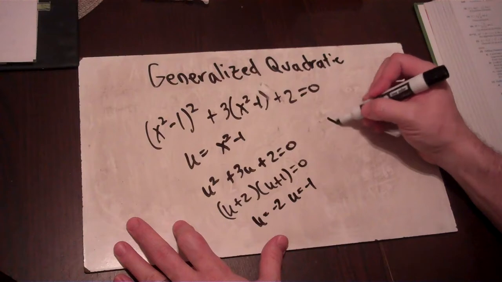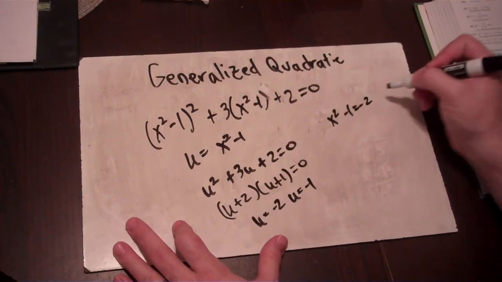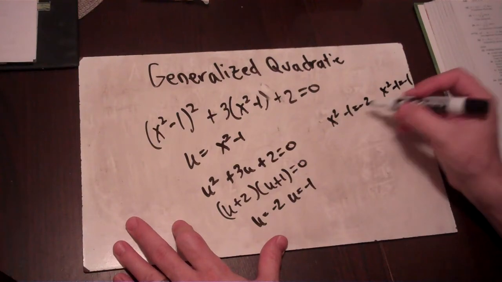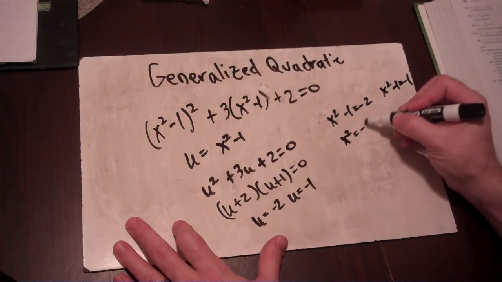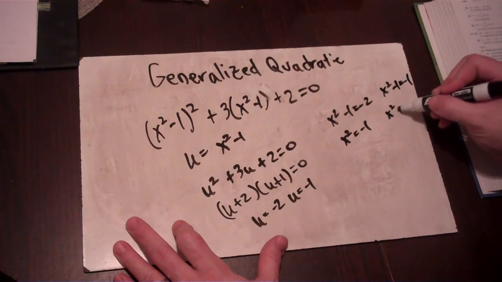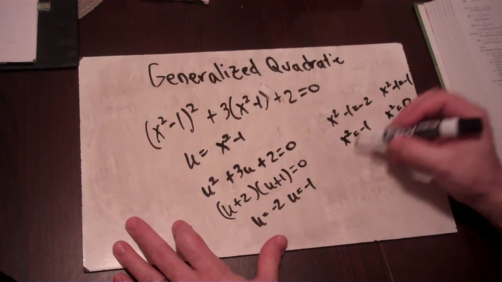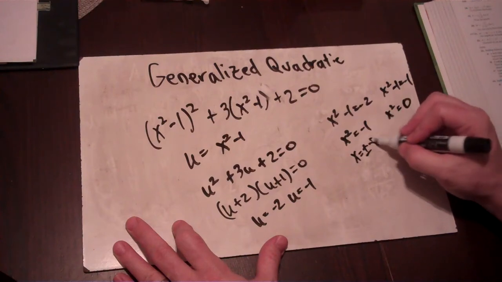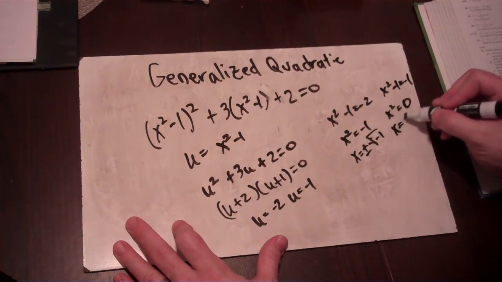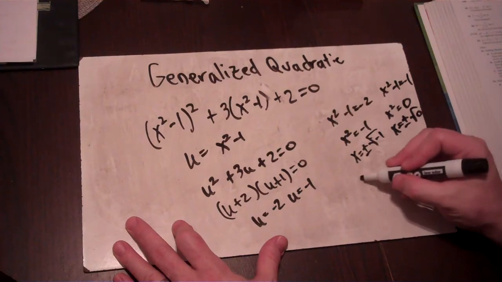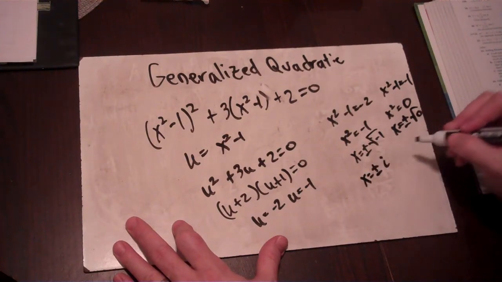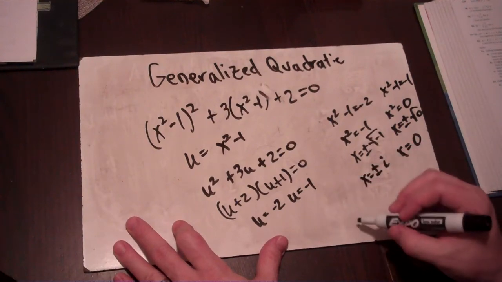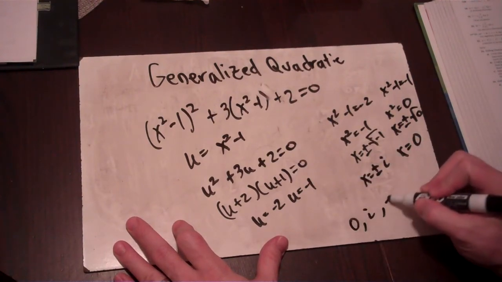And I can say that, well, that means that x squared minus 1 equals negative 2, and x squared minus 1 equals negative 1. Add 1 to both sides, and I get x squared is equal to negative 1. Add 1 to both sides, and I get x squared is equal to 0. This tells me that x is equal to plus or minus the square root of negative 1, and x is equal to plus or minus the square root of 0. So x is equal to plus or minus i, and x is equal to 0. So the solutions for this are 0, i, and negative i.